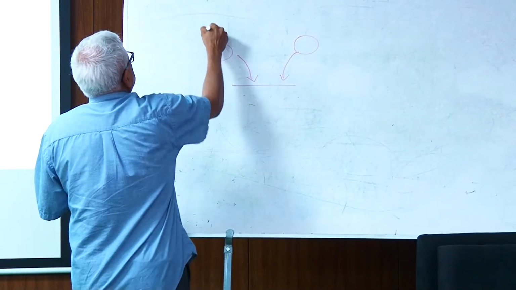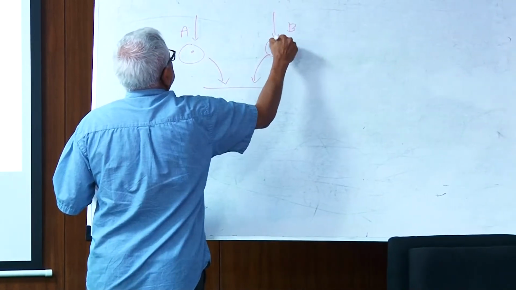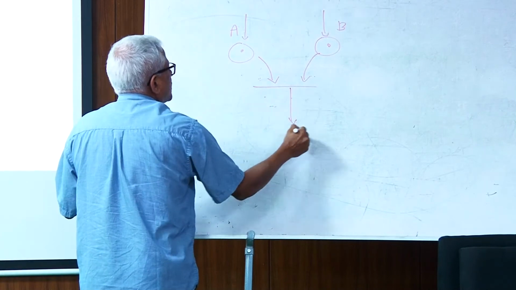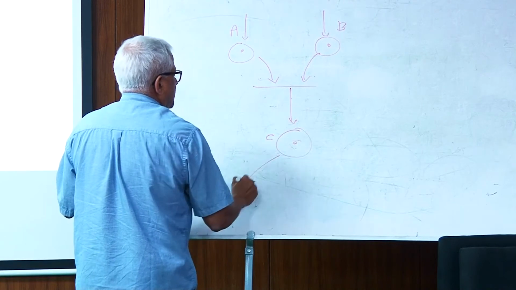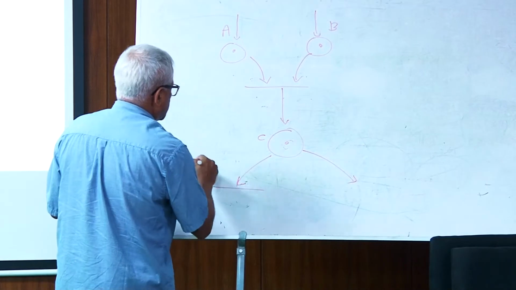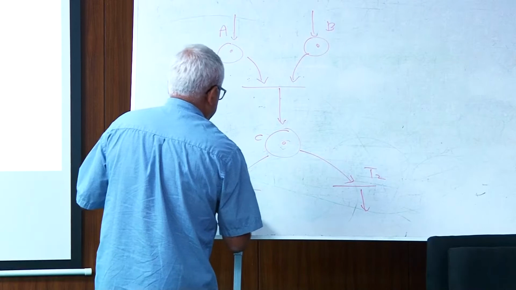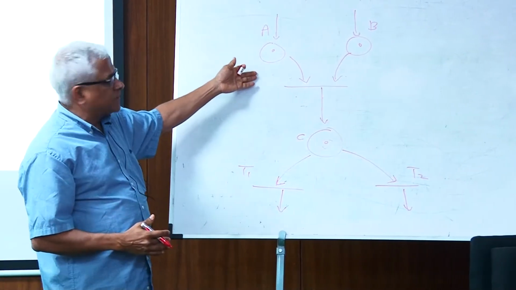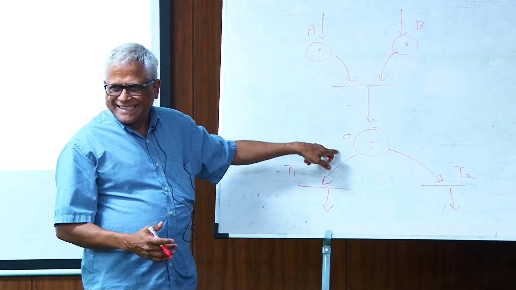Process A has reached here and has put a token. Process B has reached here, has put a token. When they have both arrived, this transition can then fire and put a token in a place called C, which might now be fought over by two transitions, T1 and T2. That is how you show arbitration. So in this little diagram itself, I have drawn synchronization and arbitration.